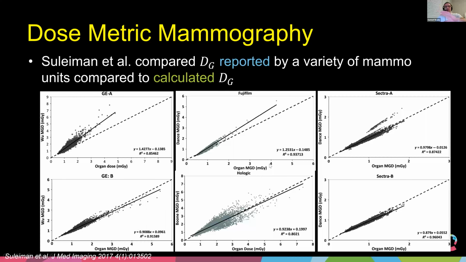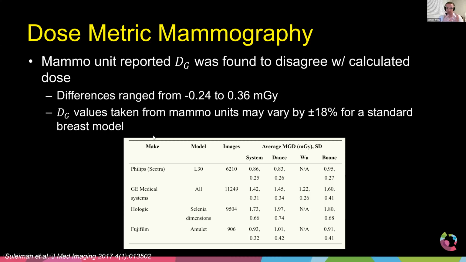So what you see here, and just take a big step back and look at this: every machine reports the dose slightly differently. Every machine has a different accuracy, and every machine has a different precision. So that's just a big picture here. When you look at all of this together, Solomon reported that there is a range, a difference in reported doses anywhere from 24.24 milligrays underreported to 0.36 milligrays overreported, which is about an 18% spread.